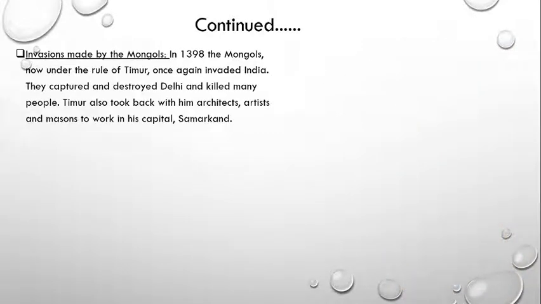Invasions made by the Mongols. In 1398, the Mongols, now under the rule of Timur, once again invaded India. They captured and destroyed Delhi and killed many people. Timur also took back with him architects, artists and masons to work in his capital, Samarkand.